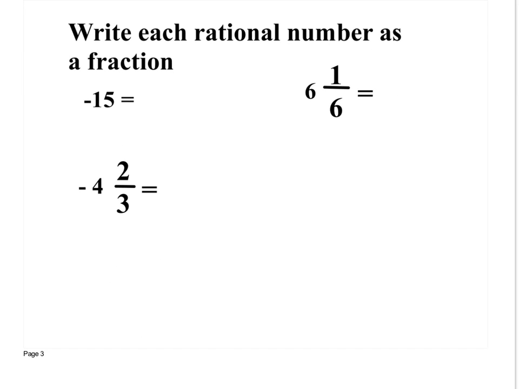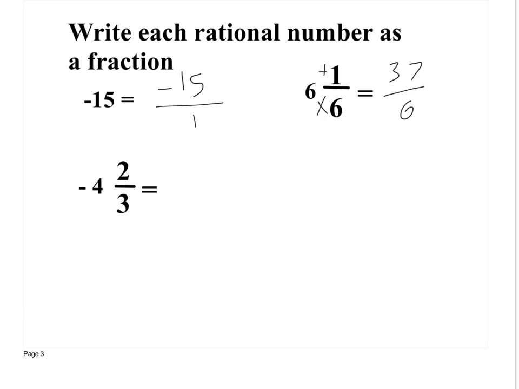Alright, write this down. This is what a lot of your homework is going to say. It's going to say write each rational number as a fraction. -15, I can write that as a fraction just by writing it over 1. If it's a whole number or an integer or a natural number, you just write it over 1, it becomes a fraction. If they give you something like this, even though it's a fraction, what they want is an improper fraction. I change a mixed number, a whole number with a fraction, by timesing by the denominator and adding the numerator. So 6 times 6 is 36. I add 1, I get 37 over 6.